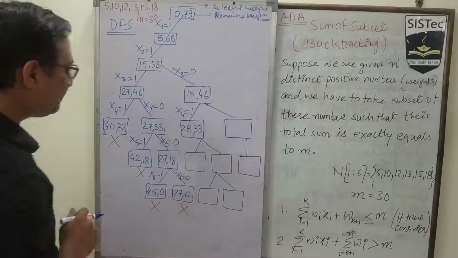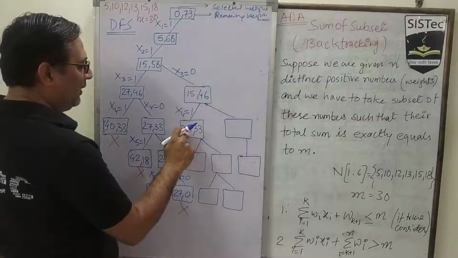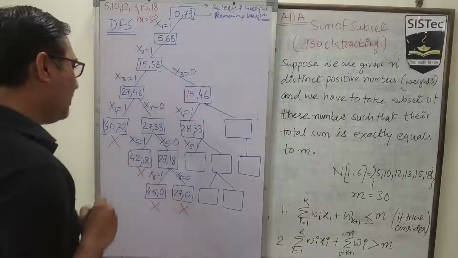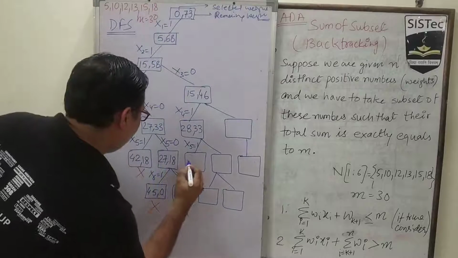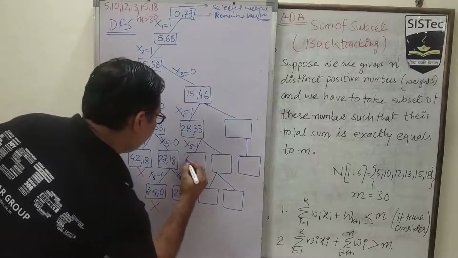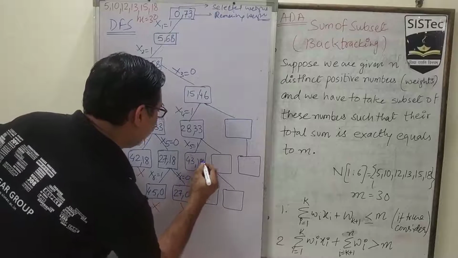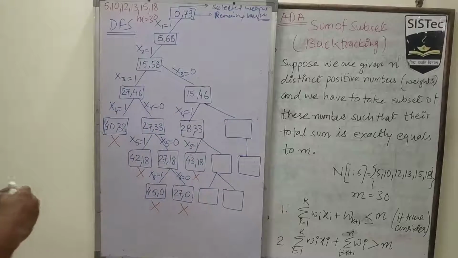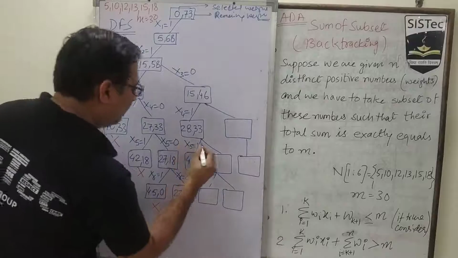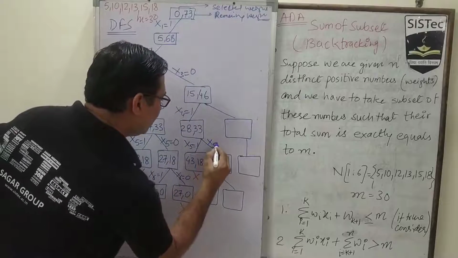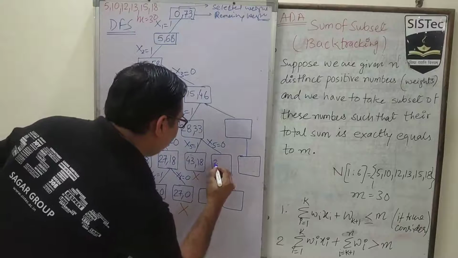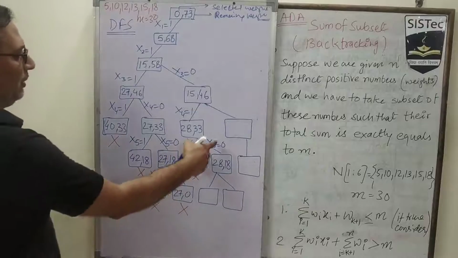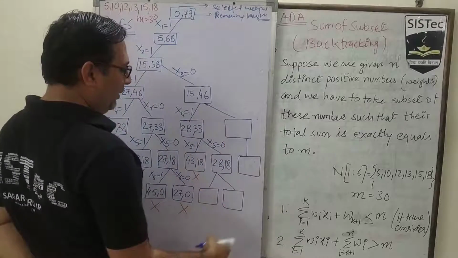We consider the fourth one. Again, as the sum is less than 30, we will consider x5. Now, when we consider x5, x5 is 15. Again, 15 plus 28 is 43, and this is 18. Again, we have exceeded 30. This cannot be our solution. So we will discard it, backtrack to the previous one, and not consider x5. If we do not consider x5, we will be left with 28, 18. So after not considering x5, we will go to the next, exploring in DFS manner.